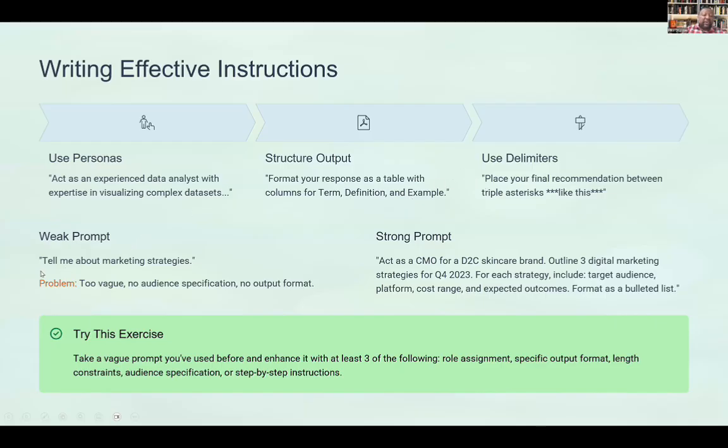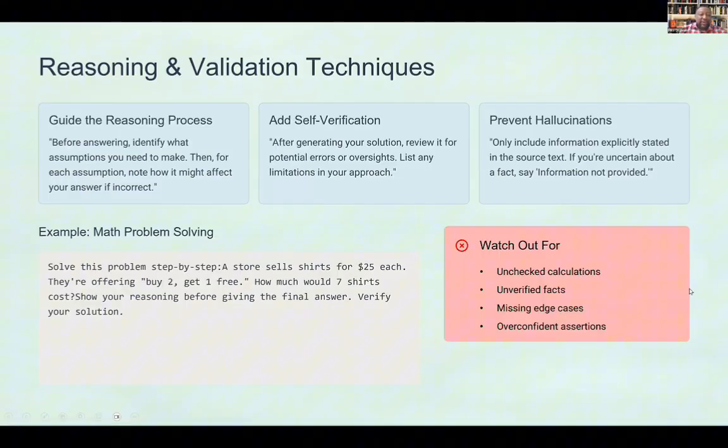So instead of saying, tell me about marketing strategies, which is too vague, doesn't specify the audience, you can say, act as a chief marketing officer for a D2C skincare brand, right? Outline 3 digital marketing strategies, and for each strategy, include target audience, platform, cost range, and expected outcomes. That way, you then build better prompts, right?